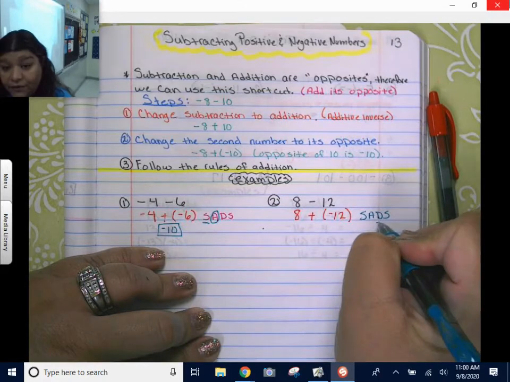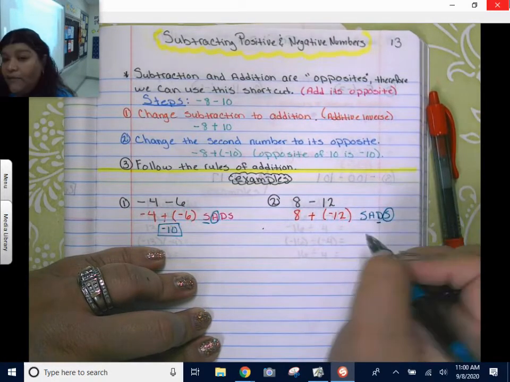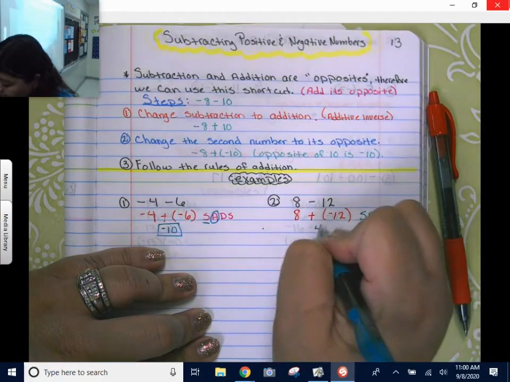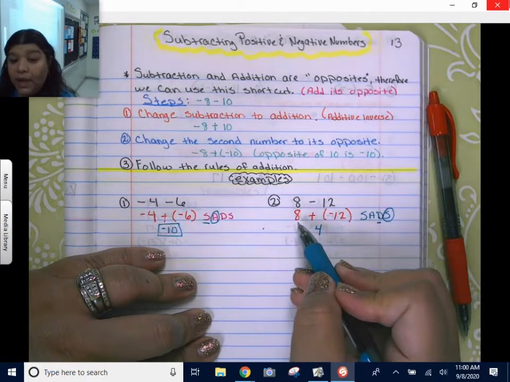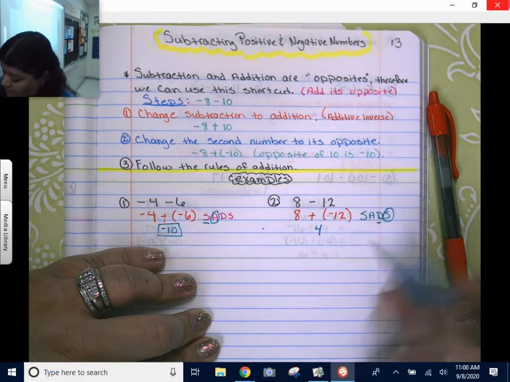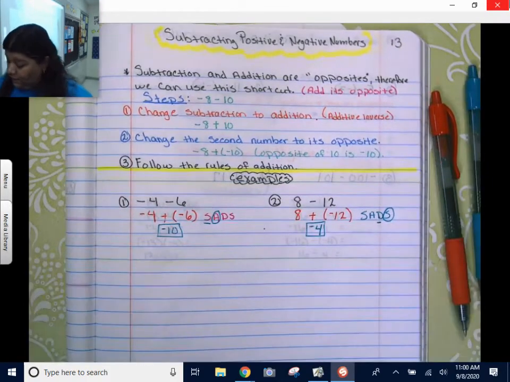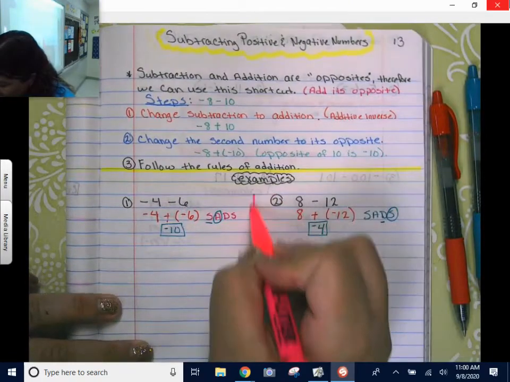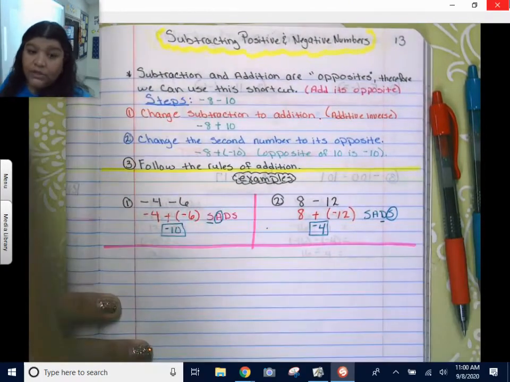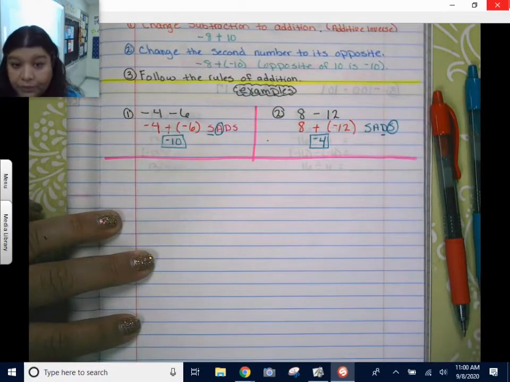My signs are different here because I have a positive 8 and a -12. So I'm going to subtract 12 minus 8, which is 4. And then who has more? I have 8 positives versus 12 negatives. The negative has more, so he's going to win that battle. So just like that. Let's try some more to make sure you get the process, and then we'll have you try some out on your own.